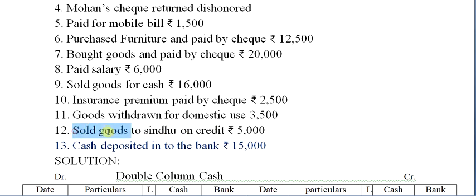Again, 12th point, sold goods to Sindhu on credit. This transaction will be treated as a credit transaction. So we can't consider the credit transaction. We can consider only the cash transaction. So ignore this 12th point.